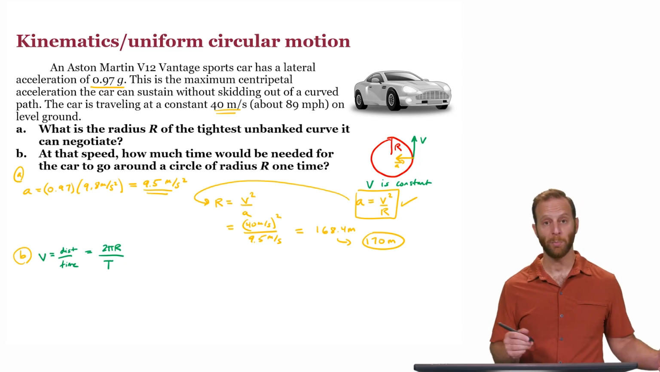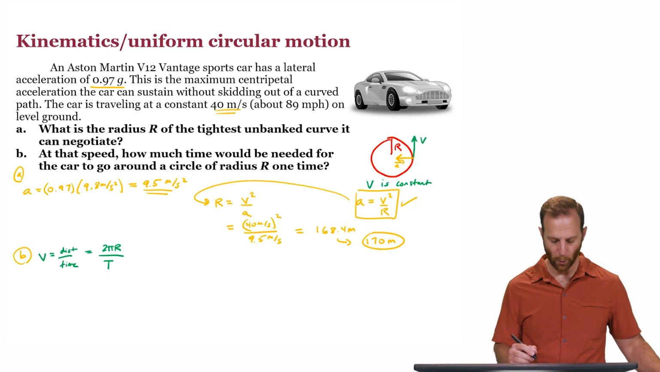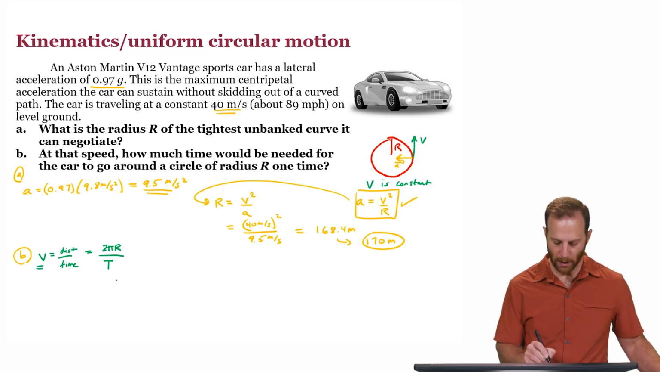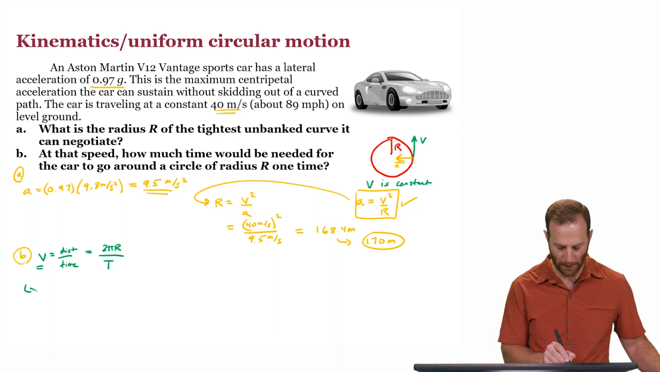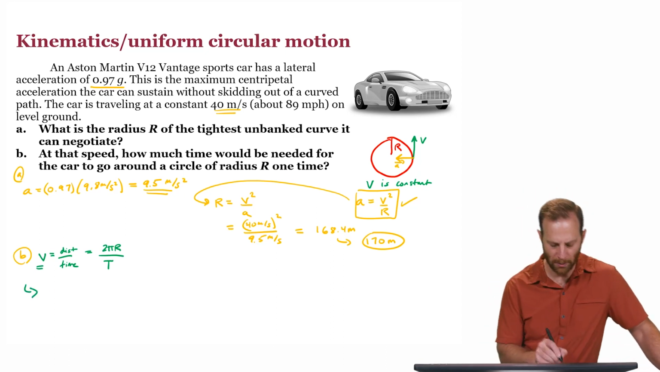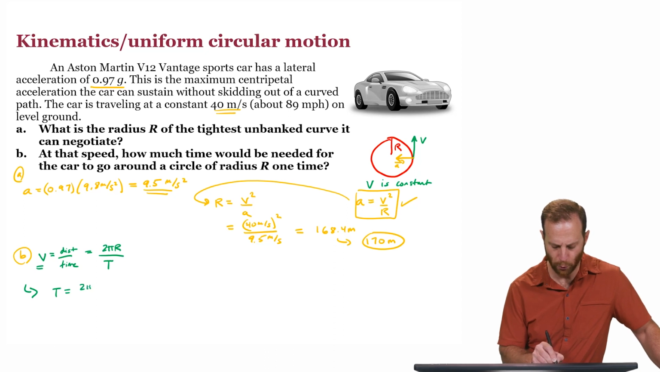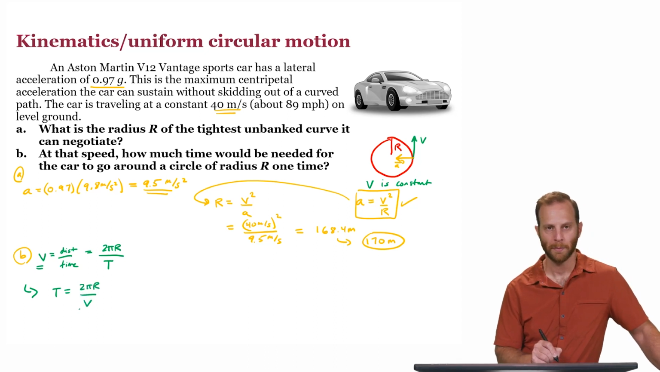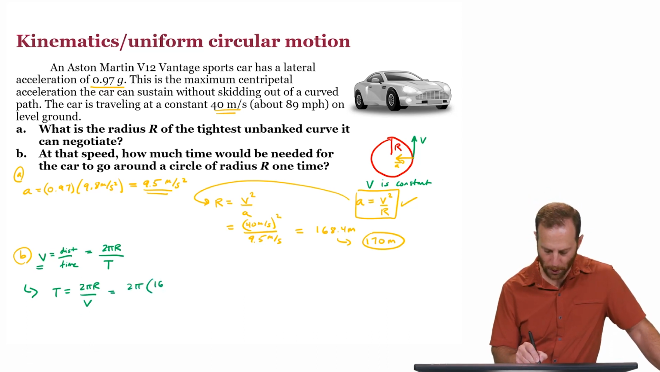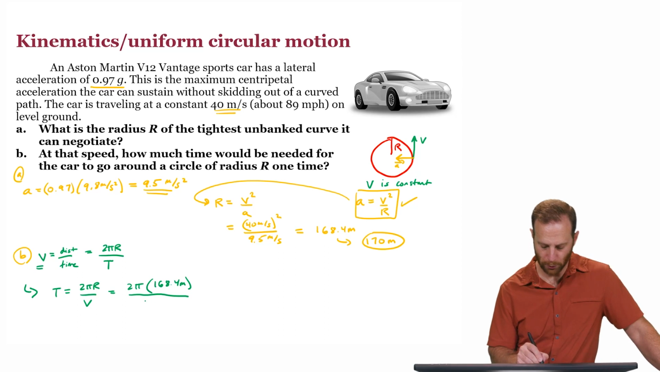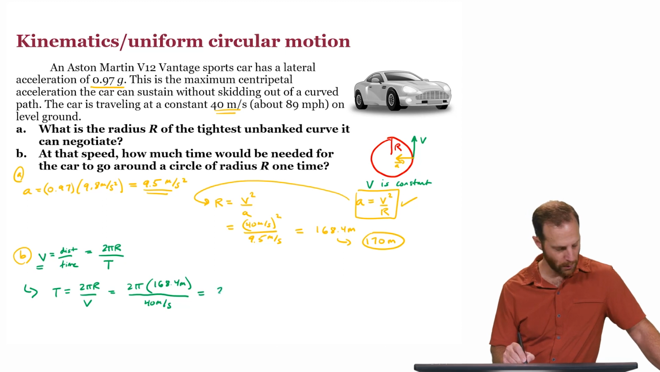If we were going to figure out what the period is, that is to say the amount of time it takes to go around one time, then I can relate v, 2 pi, and r to T by doing a little bit of algebra. Multiply both sides by T and divide by v, and you'll find that the period would have to be equal to 2 pi r over the speed. We're ready to plug in the numbers we have, 2 pi and the radius, but here's where I'll use 168.4 meters as the intermediate value to do the calculation. The speed is 40 meters per second, and what you'll discover is that this is 26.45 seconds, which we'll round to 26 seconds.